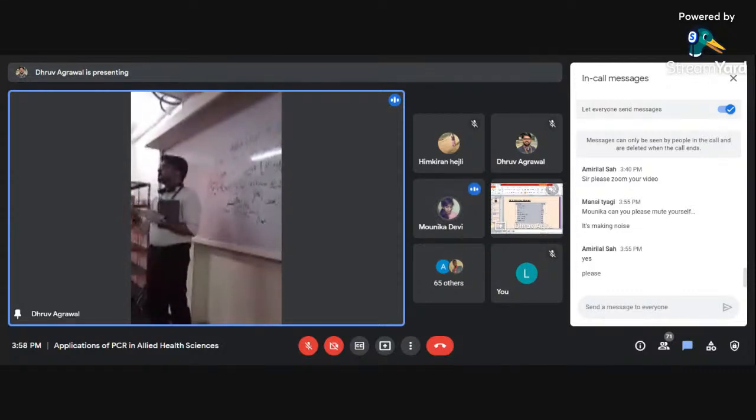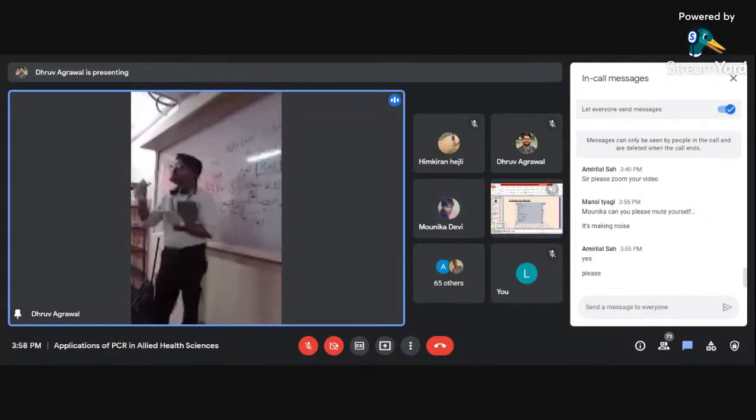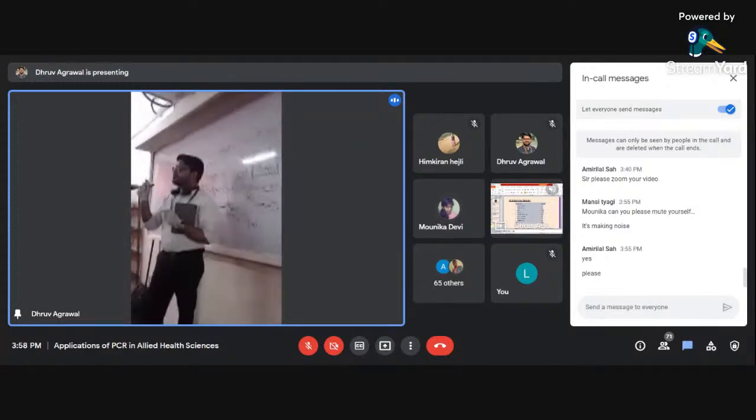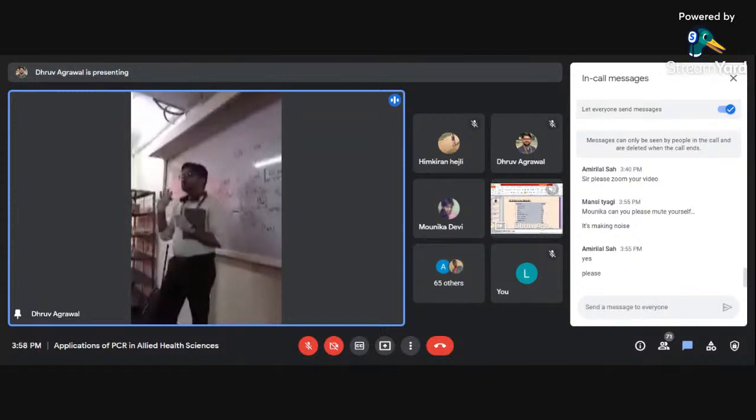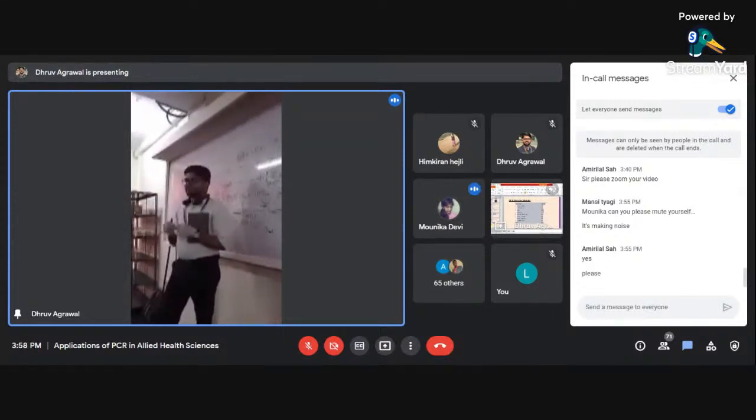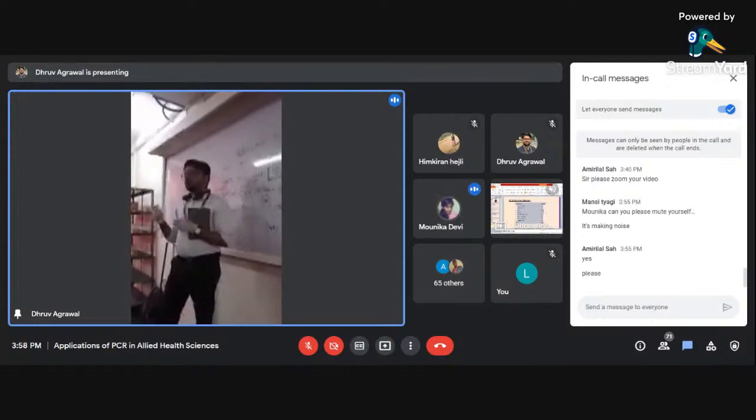Let's say this was the situation where you are preparing the reaction of 50 microliter only. Now you are thinking that I will prepare the 200 microliter reaction, so the cost will go up 4 times. So it will not be economical.